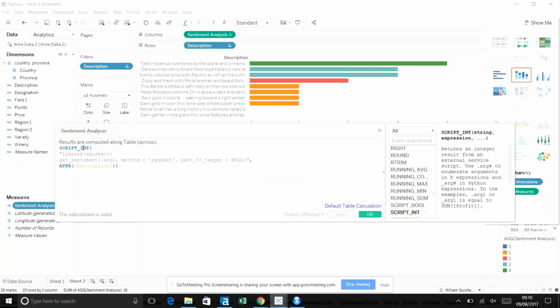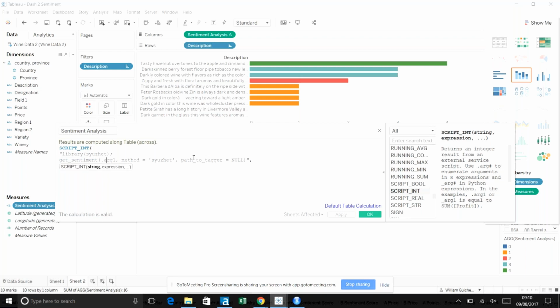So you use this formula called SCRIPT, and there are 4 different versions of it: bool, integer, real, and string. That allows you to return a value from an external service, so in this case, it'd be R. You just put that in, then you put what the R command is. This is saying from the library that I downloaded, use this formula, so get sentiment. Did you do a bit of research to know which formula to call? Yeah, exactly. There's documentation online, and it's really well made.